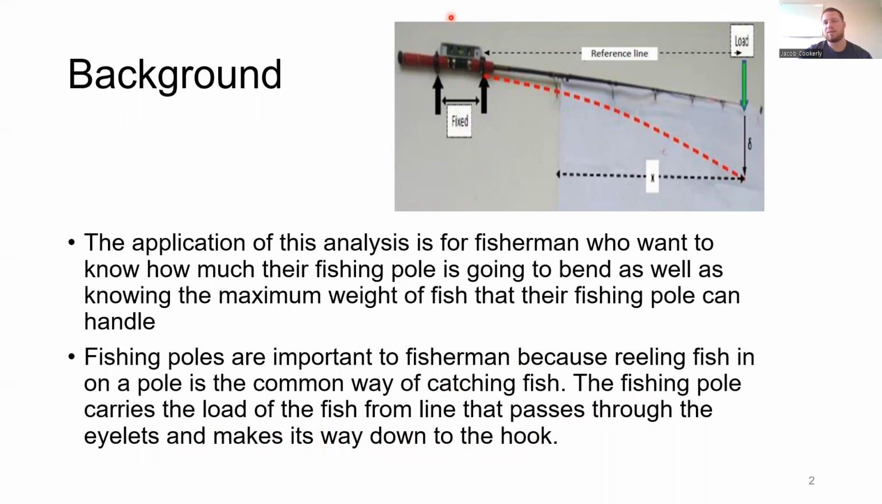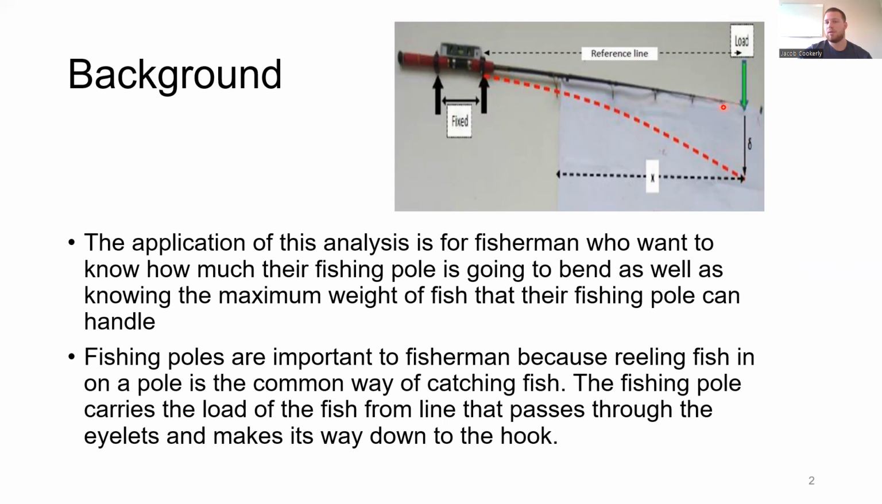So in this apparatus here, whenever you're fishing, there'll be a reel right here that has line on it. And the line will pass through these eyelets and go all the way down to a hook down here. That's the bottom of the water. And then there will be a fish on it. So there's an applied load right here at the end of the rod that is equivalent to the weight of the fish.